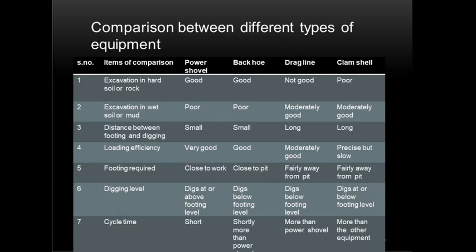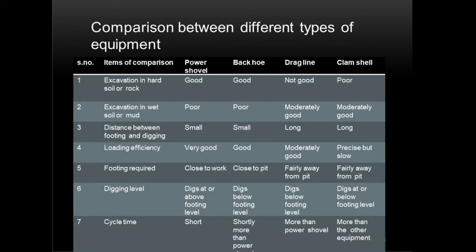Next, distance between footing and digging. In power shovel, it is a small distance. Backhoe, it is a small distance. As the dragline boom is longer, the distance between the footing and digging is long. Similarly for clamshell, the distance is long. Loading efficiency: power shovel is very good, backhoe good, dragline and clamshell moderately good. Footing required: power shovel close to work, backhoe close to pit, dragline fairly away from the pit, and clamshell fairly away from the pit.